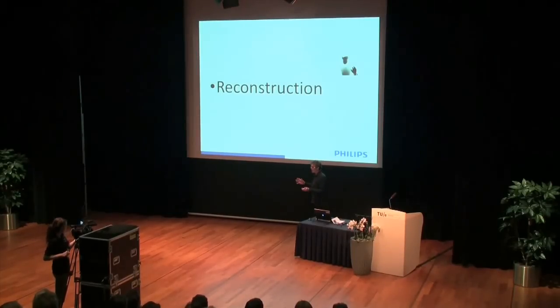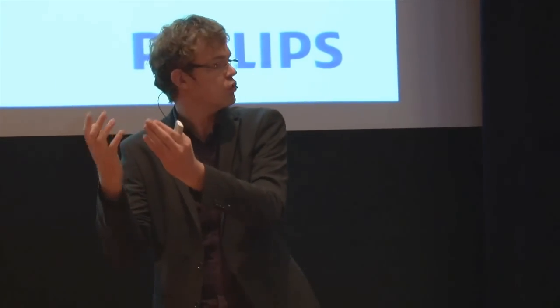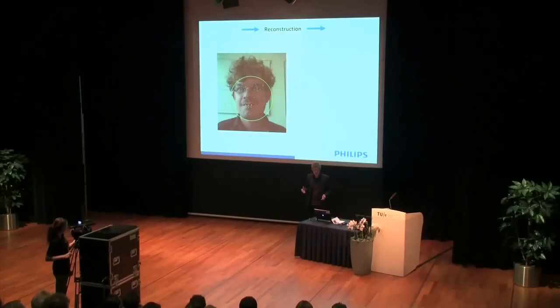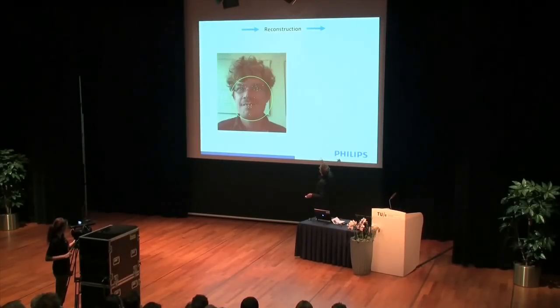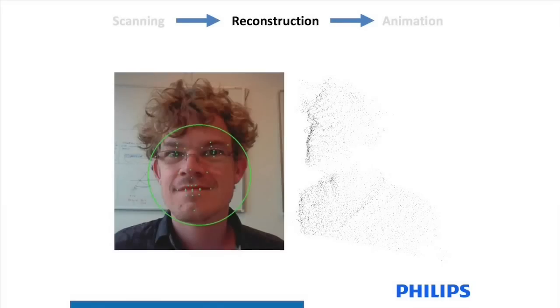So now we have acquired the data from the sensor. We have the depth images, or the point clouds, and we have the color images. What we're going to do now is reconstruction. Let me just go back there for a second. On the one hand, you have the geometry, and you can map that on top of each other. The geometry is reconstructed into a solid mesh.